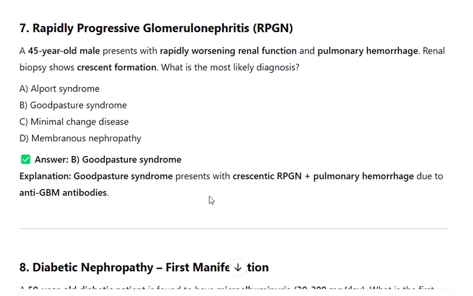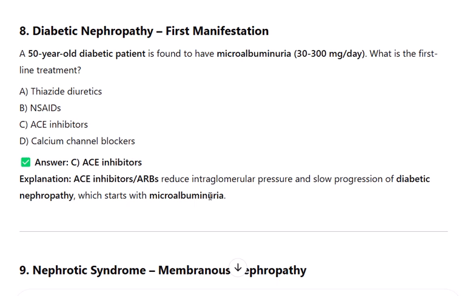8. Diabetic nephropathy, first manifestation. A 50-year-old diabetic patient is found to have microalbuminuria, 30 to 300 milligrams per day. What is the first-line treatment? A. Thiazide diuretics. B. NSAIDs. C. ACE inhibitors. D. Calcium channel blockers. Answer C. ACE inhibitors. Explanation: ACE inhibitors and ARBs reduce intraglomerular pressure and slow progression of diabetic nephropathy, which starts with microalbuminuria.